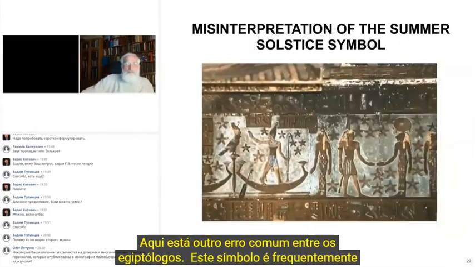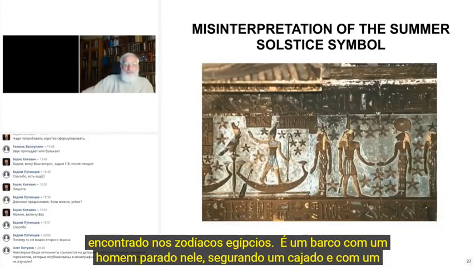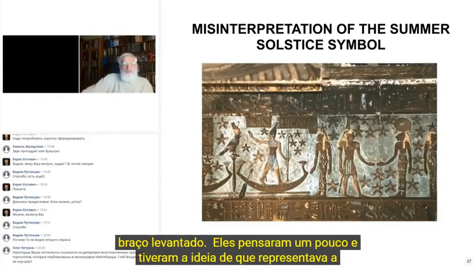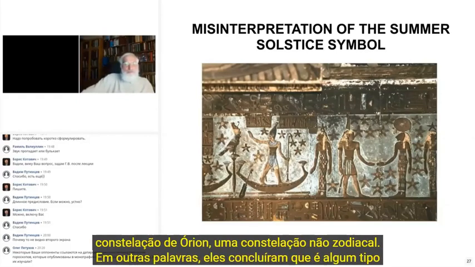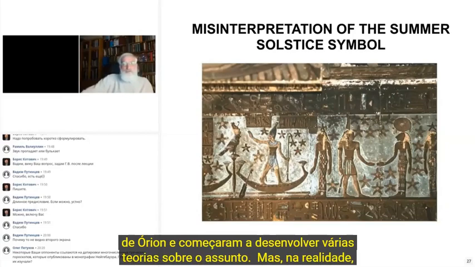Here is another common mistake among Egyptologists. This symbol is very often found in Egyptian zodiacs. It's a boat with a man standing in it, holding a staff and with a raised arm. They thought for quite a while and came up with the idea that it represents the constellation Orion, a non-zodiacal constellation. In other words, they concluded that it's some kind of Orion and started developing various theories on this subject.